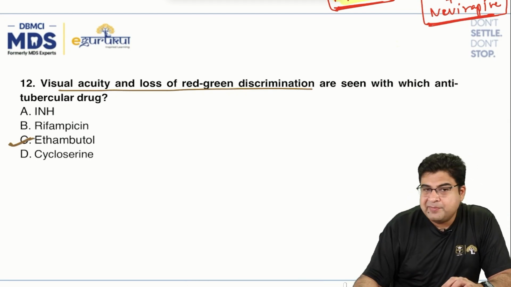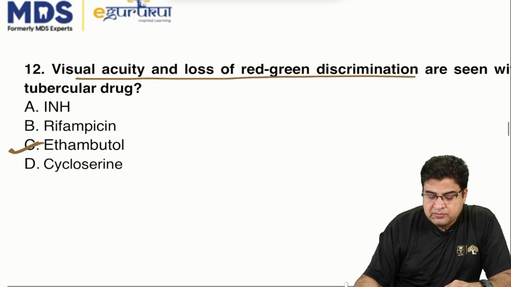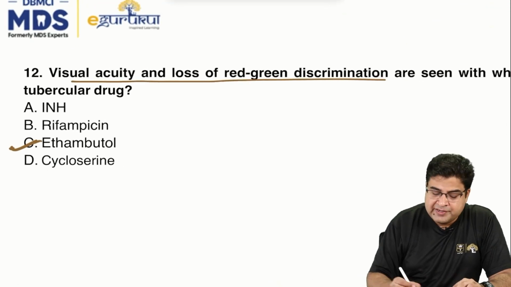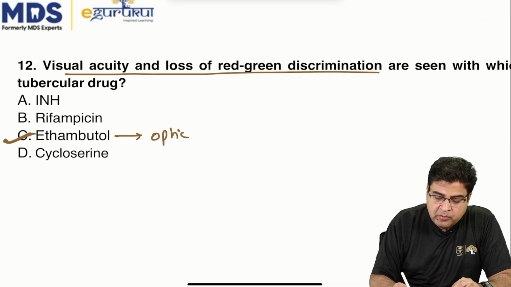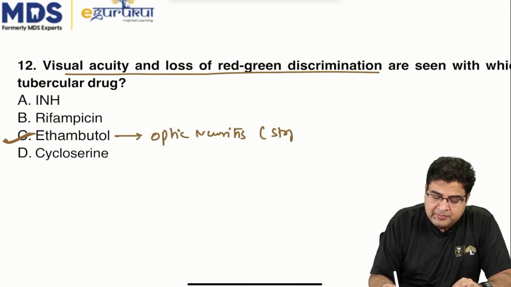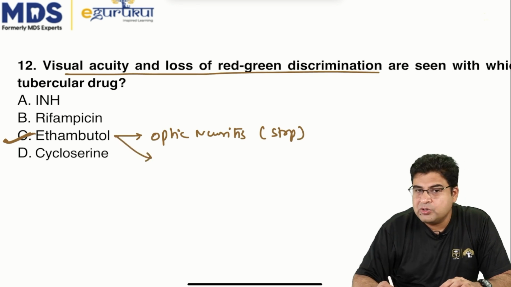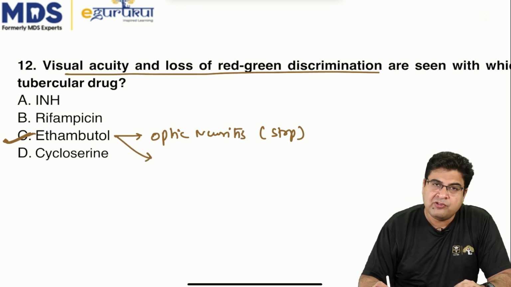So ethambutol is a medicine that can lead to two important side effects. This medicine can cause red-green color blindness. We also call it optic neuritis. So when this side effect appears, you have to stop the medicine permanently. You cannot continue the medicine, otherwise this will cause permanent vision loss.